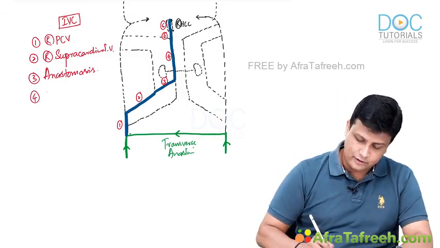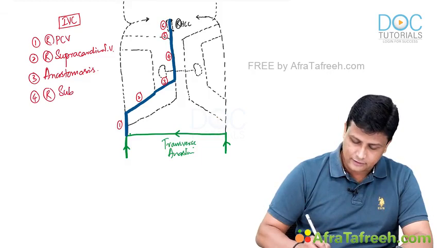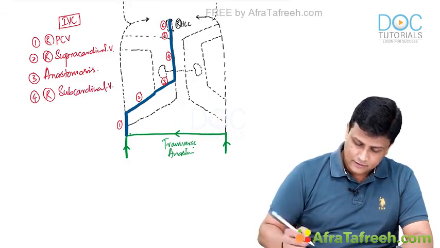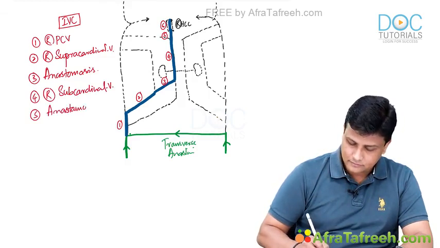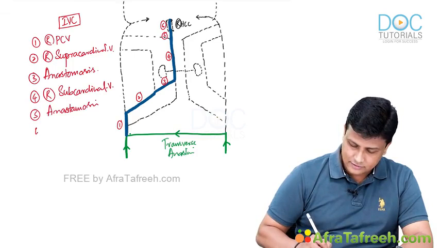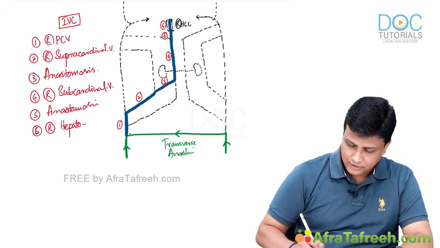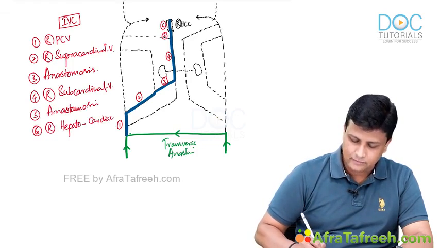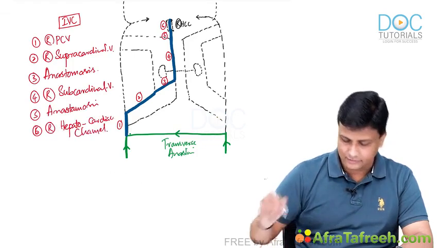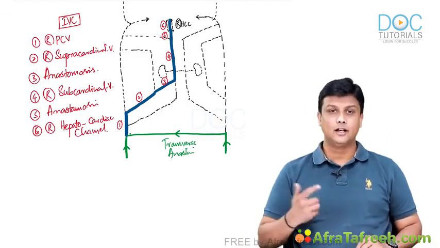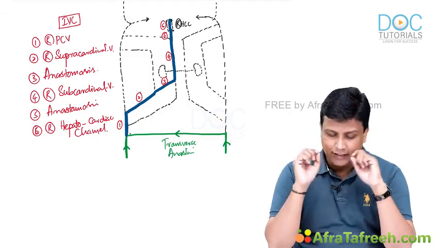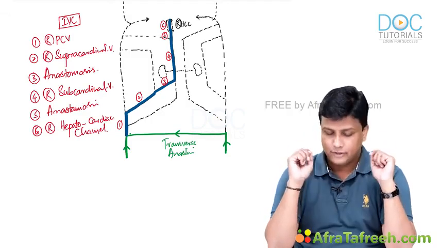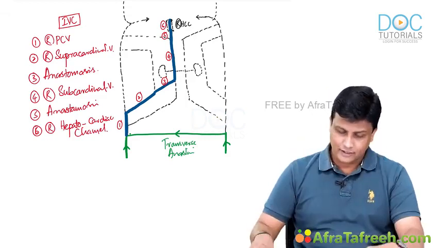And what is number 4 here? Number 4 is right subcardinal vein. And what is number 5 again? Number 5 again will be the anastomosis. And what is that number 6? Number 6 is right hepatocardiac channel. That is going to form the terminal part of inferior vena cava, the last part of the inferior vena cava, and from there the inferior vena cava is going to drain the blood into the right atrium. So our diagram explains very clearly the formation of inferior vena cava in a crystal clear manner.